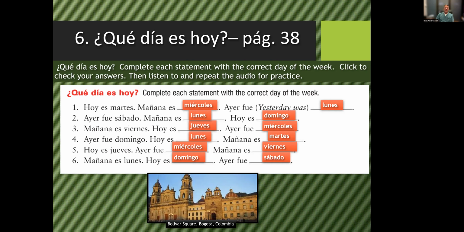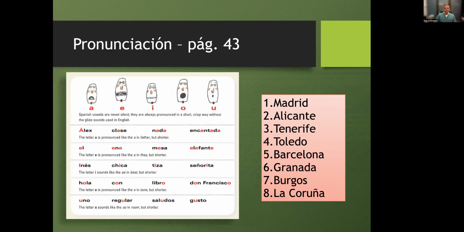Okay, muy bien. So at this point, you know the days of the week, you know how to say August at least, and you know the numbers. So you have most tools that you need to accurately talk about time, days of the week. Okay, just some review on pronunciation. We talked about from the very beginning, the key to pronunciation of Spanish is the vowels. The vowels are always consistent.